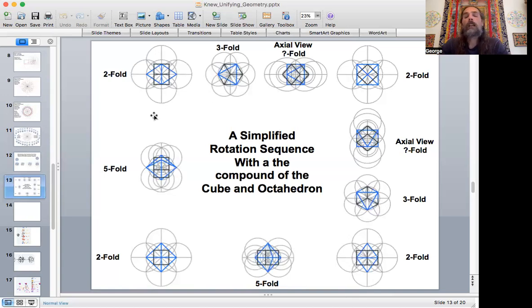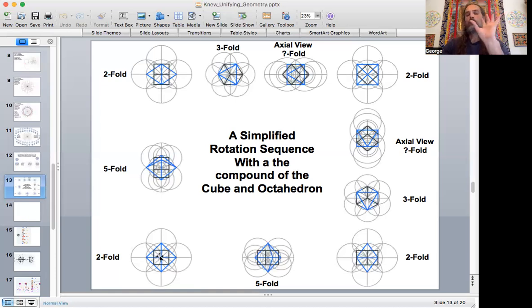So I've simplified this rotation sequence a little bit here with just the compound of the cube and the octahedron now. I've taken out the icosahedron in the pattern to basically just do a little transit around this rotation that may be easier for some folks to see than the previous setup that I've shown you. So here's a simplified rotation sequence: here is your octahedron in blue and the cube is in black.